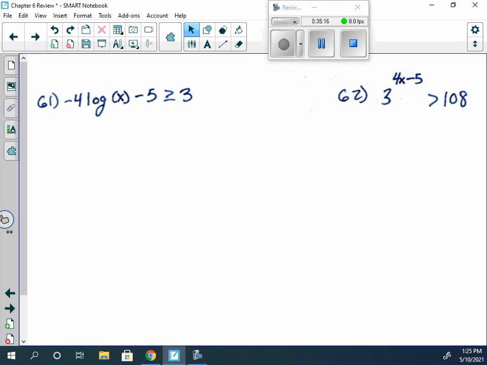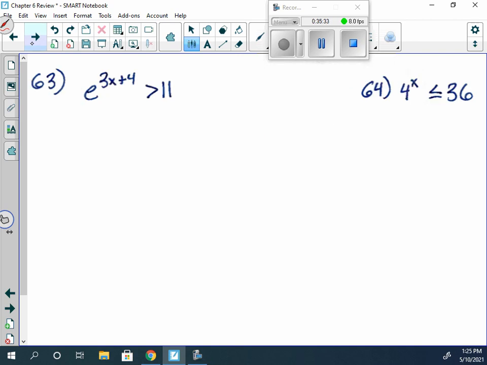3 to the 4x minus 5 is by itself. There's nothing being added to that base or multiplied by it. So what we can do is apply log base 3. Yes, 63. Okay, let's look at 63. I don't know why I heard 62. So 63, e is by itself. There's nothing being added to it or multiplied by it, because we don't really consider the 3x plus 4, because it's all in the exponent.